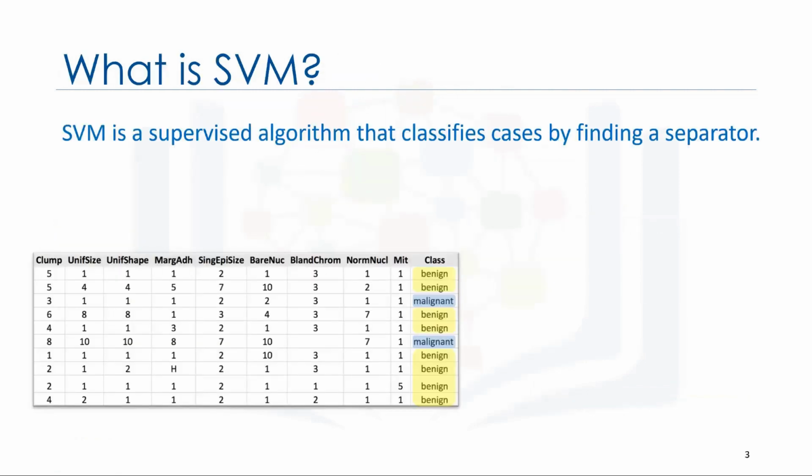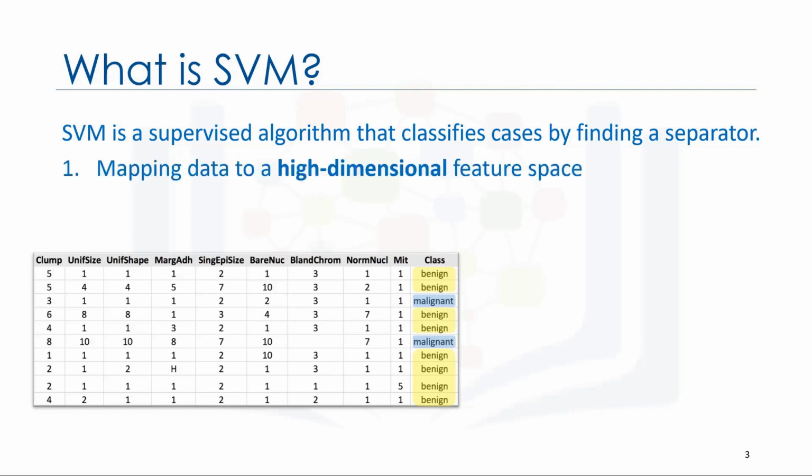A support vector machine is a supervised algorithm that can classify cases by finding a separator. SVM works by first mapping data to a high-dimensional feature space so that data points can be categorized, even when the data are not otherwise linearly separable. Then, a separator is estimated for the data. The data should be transformed in such a way that a separator could be drawn as a hyperplane.